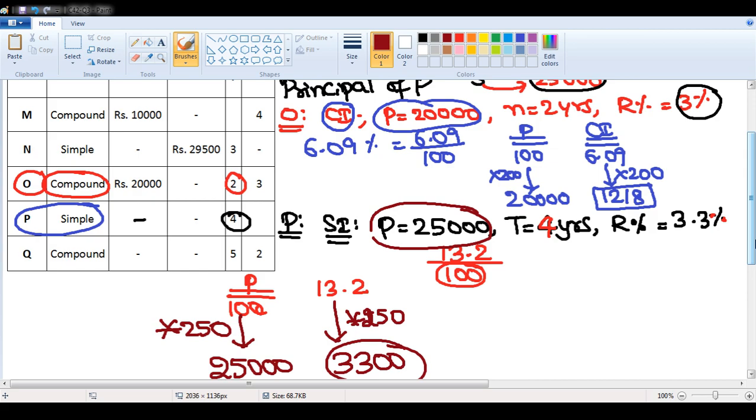We are not interested in using the formula for simple interest, and we are not at all interested in using the formula for compound interest. Answer is 3,300.